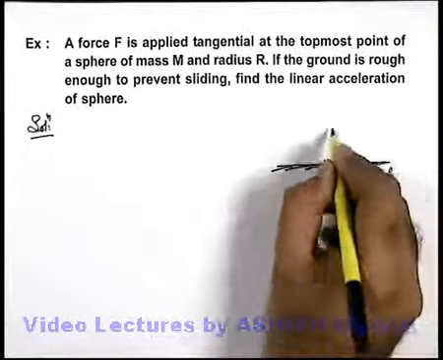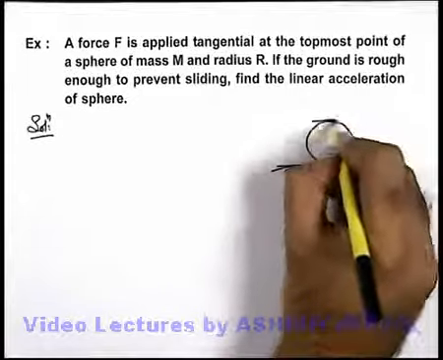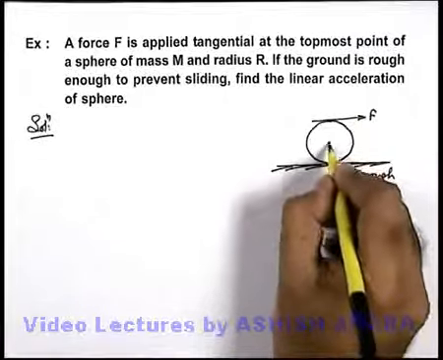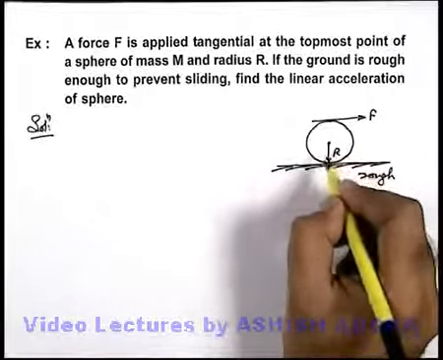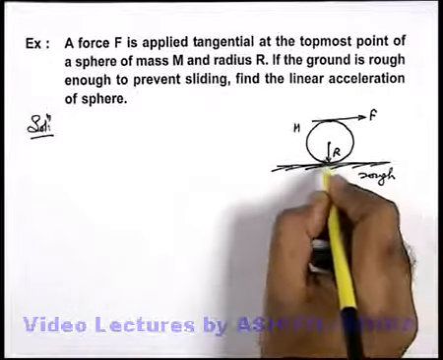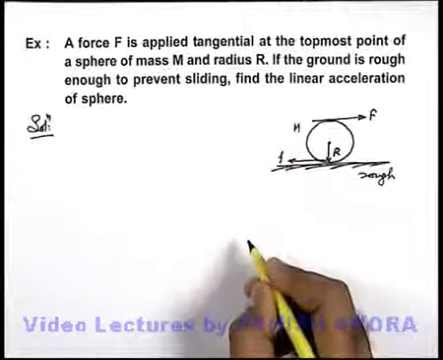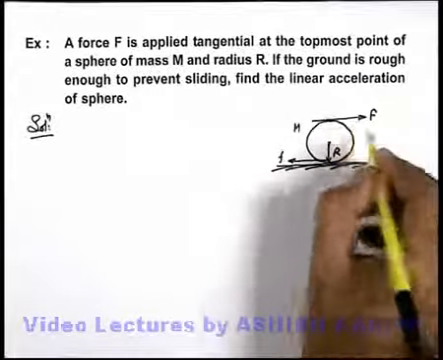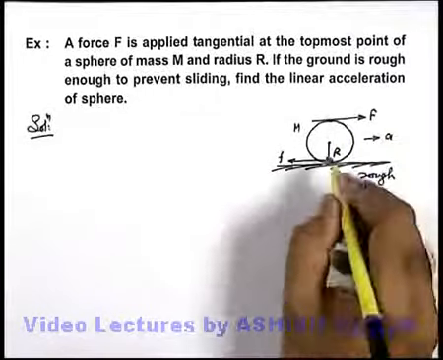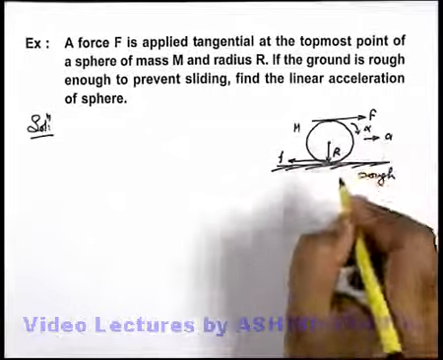Say this is the rough ground on which we have placed a spherical object, on which at the topmost point we have applied a tangential force F. In this situation, this is of radius r and it is of mass m. As the ground is rough, it will exert a friction in backward direction, and due to the combined effect of force and friction, it will accelerate with an acceleration a. And obviously due to the torque, it will also roll with an angular acceleration alpha.